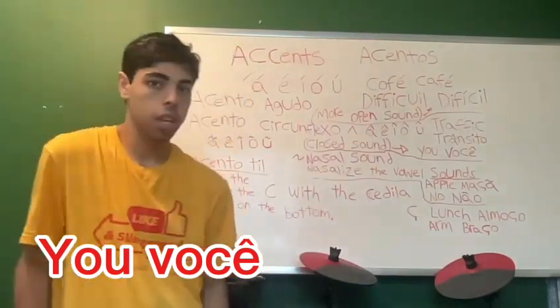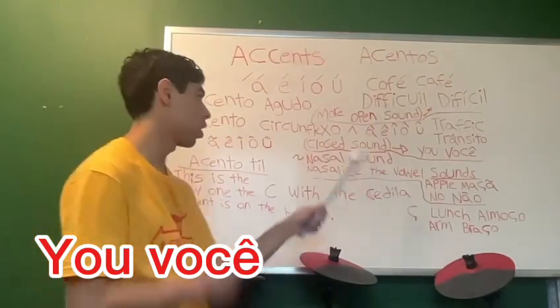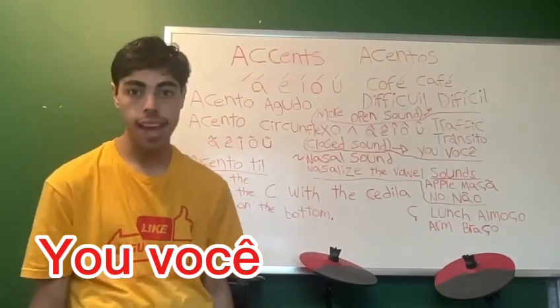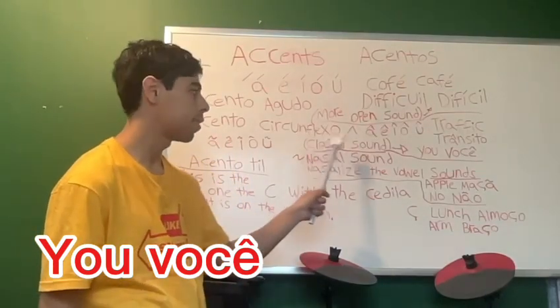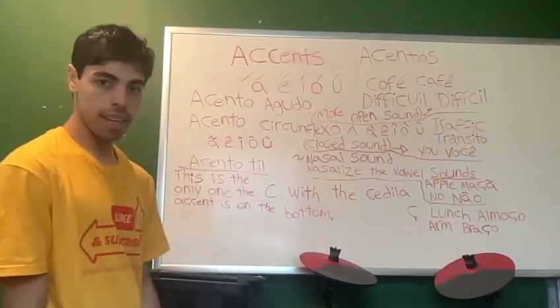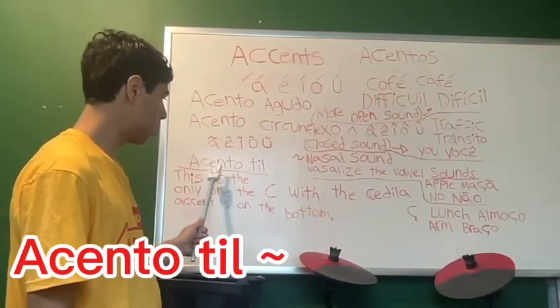You're not going to see it make an open sound anymore because it's now like with the party hat. So if you see a party hat on top of the vowels, that is an accent that makes it more like a closed vowel sound when you are saying those words. Right, the last accent right there is acento til.